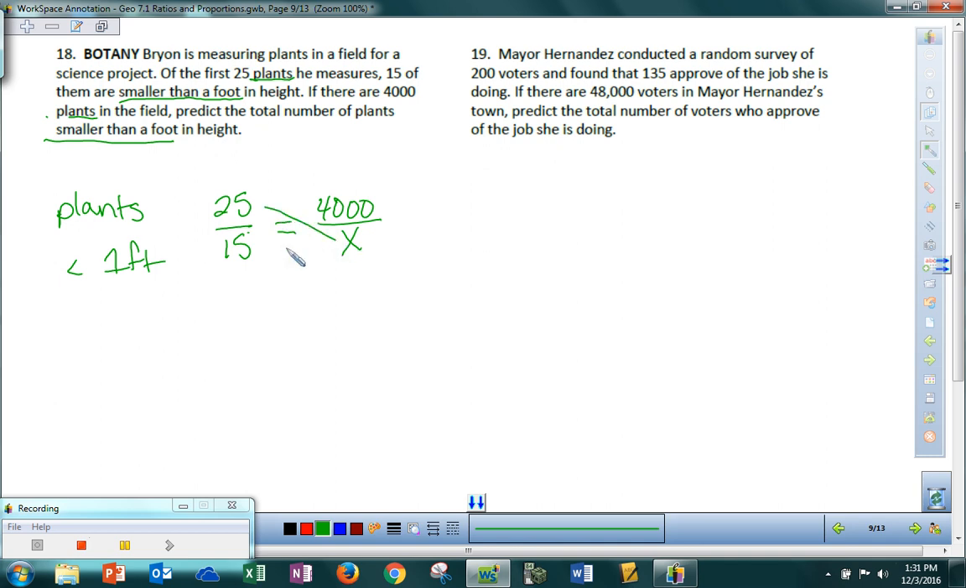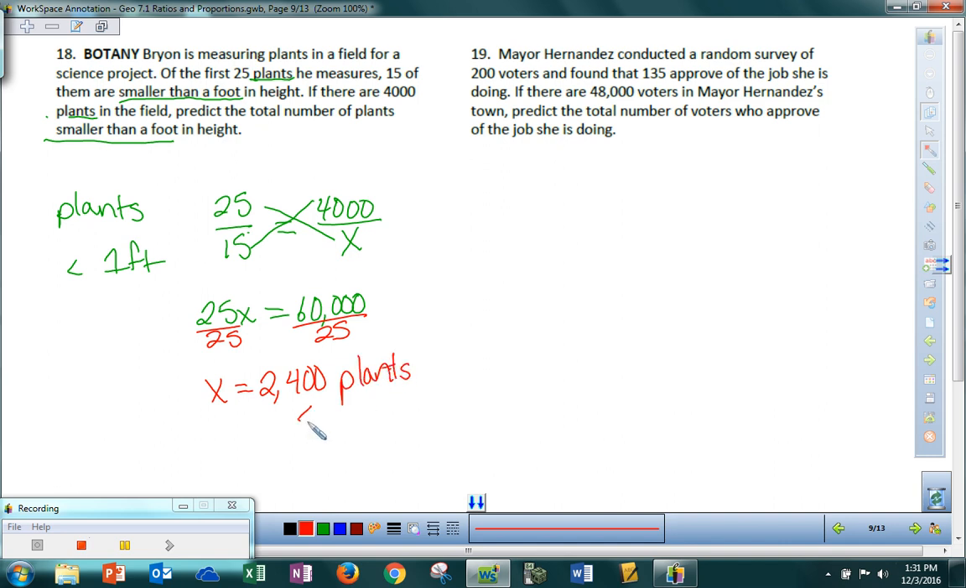We'll take 25 times x and set that equal to 15 times 4,000, 60,000. And then divide by 25 on both sides to get x equals 2,400. And in this case, we're talking about plants, but since our original was just plants, we want to make sure that we specify it's the ones that are smaller than a foot. So plants that are less than 1 foot.